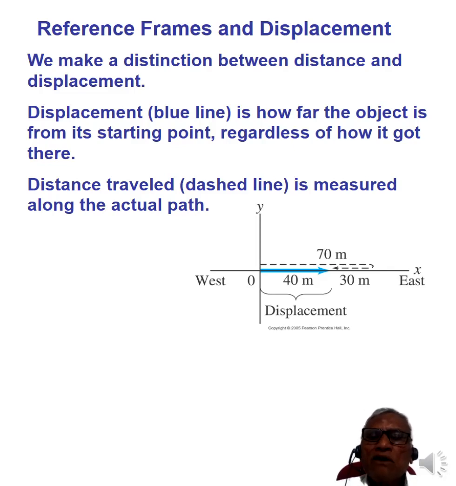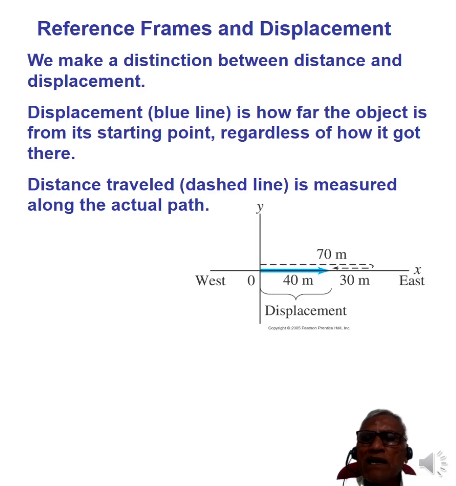In this case, the distance it has traveled is more than the displacement. The object is displaced only by 40 meters, but it has traveled a distance of 70 plus 30, 100 meters. The distance is 100, whereas the displacement is 40. Had the object come back to the origin, the distance would have been 140 and the displacement would have been 0. That distinguishes between displacement and distance.